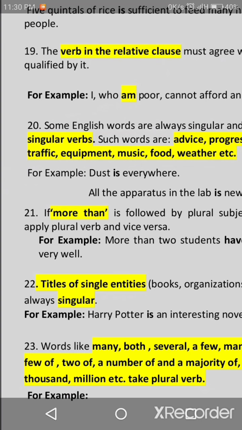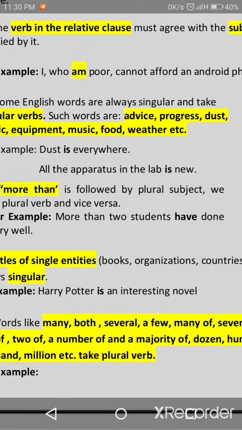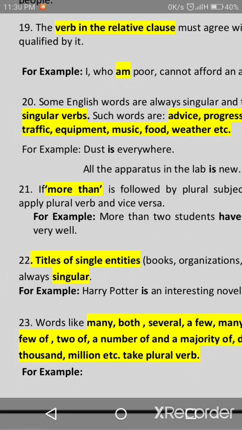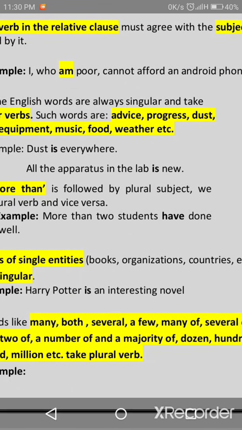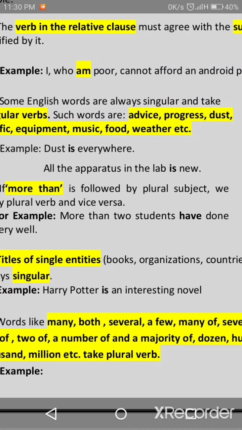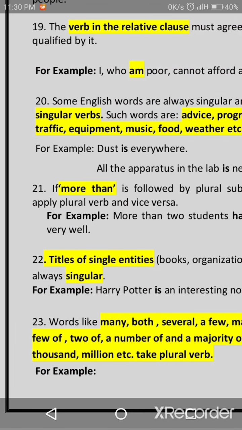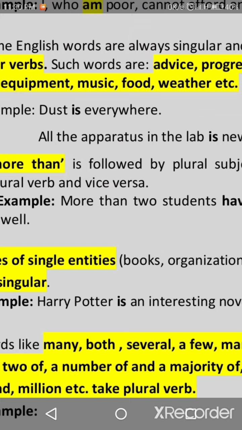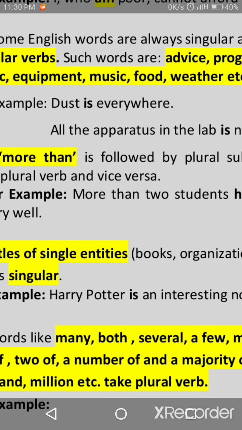Rule number 20. Some English words are always singular and take singular verb. For example, advice, progress, dust, traffic, equipment, music, food, weather, etc. These words will always take a singular verb. For example, dust is everywhere. All the apparatus in the lab is new.